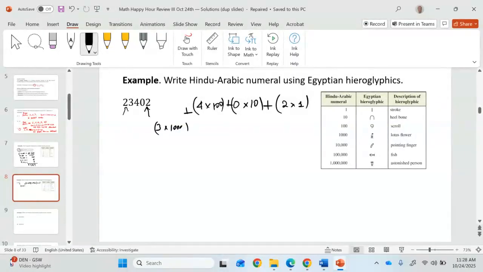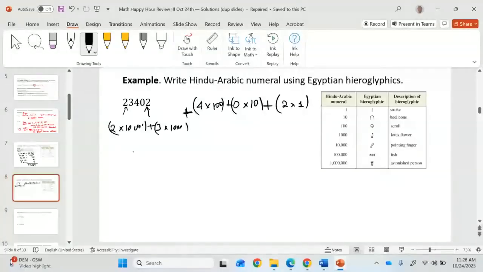And 2 is in the place of the 10,000. So 2 times 10,000. And all of this is adding. So multiply and then add the next parentheses, and add the next parentheses, and so on. So now these numbers, the digits, they're telling me how many of each symbol. So I actually need 2 of the pointing fingers.